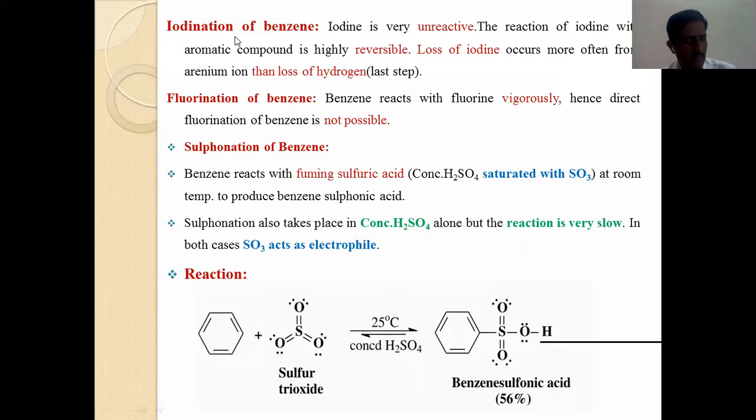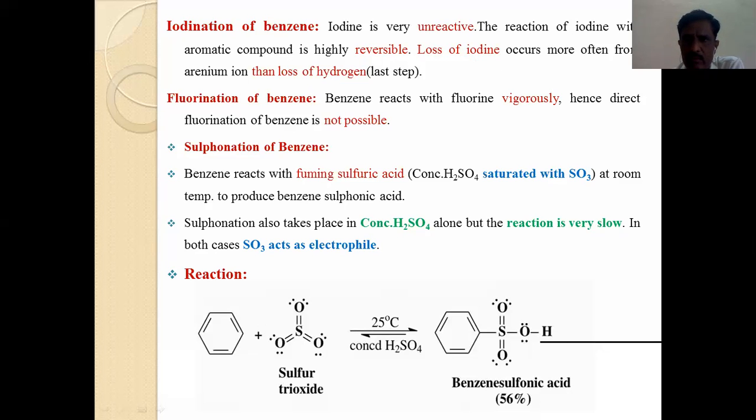Iodination reaction is not possible on the benzene molecule. Why are iodination reactions not possible on benzene? Because iodine is very unreactive, not a good electrophile to attack the benzene molecule. So if we carry out the iodination reaction with benzene, the iodine molecule is unreactive. Now if you react this iodine, what happens? The reaction is highly reversible. Instead of loss of proton, there is a loss of iodine.